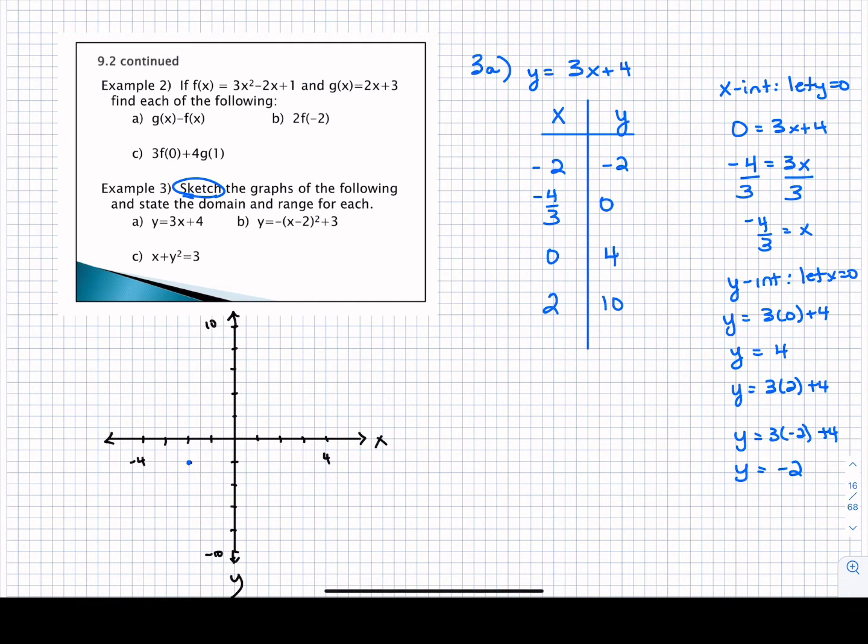We've got -4/3 for an x value and a y value of 0. So -4/3 is just -1 1/3. So we want to make sure we put that in the right spot. Then we've got 0, 4. And then our last point is 2, 10.